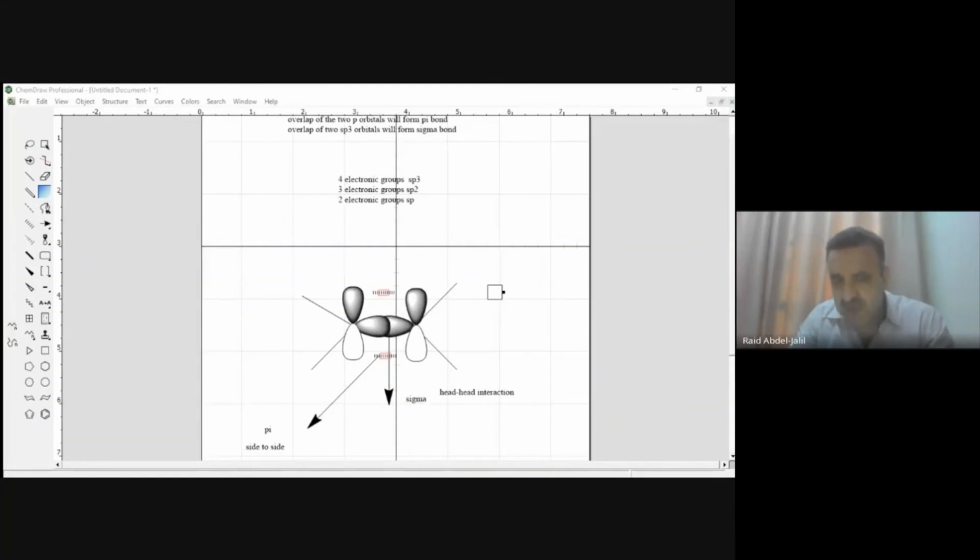The electronic density will be located between, in the same axis as, the two nuclei, while the pi bond, which is side-to-side interaction, the electronic density will be above the plane of the axis of the two nuclei and below the plane of the axis of the two nuclei. Is that clear, guys?